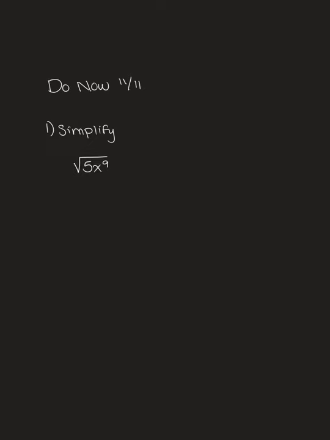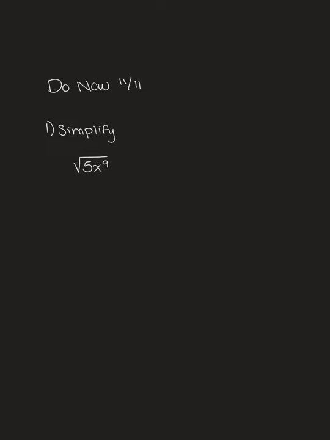So if we try to break down 5 into factors, this is a prime number. So just 5 and 1 are its only factors. Therefore, we cannot break down 5 anymore. That will have to stay inside the square root.